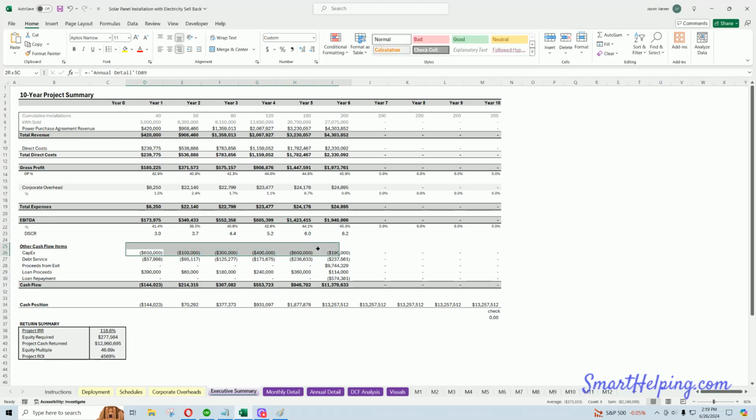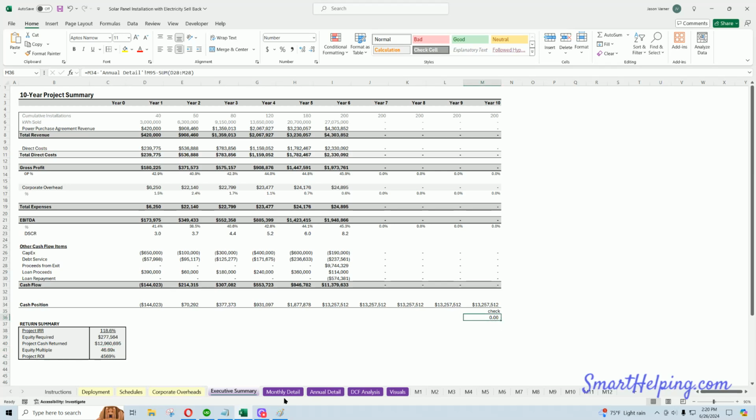These are your installation costs. Here's your financing cost, which is debt service. You've got your loan proceeds, so how much of the installation cost you are financing, and you're paying interest on it over time. Usually you would do that to try to scale quicker. It's more risky, obviously, but requires less capital. Then we've got finally a loan repayment and an exit value as well. We've got IRR down here, the project equity required, project cash returned, and equity multiple.